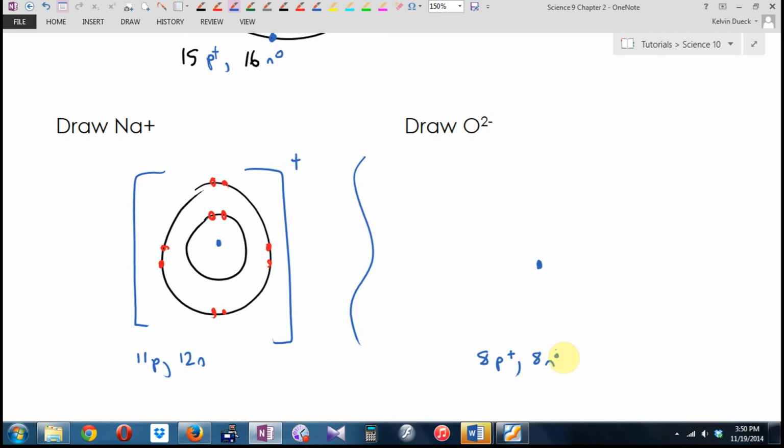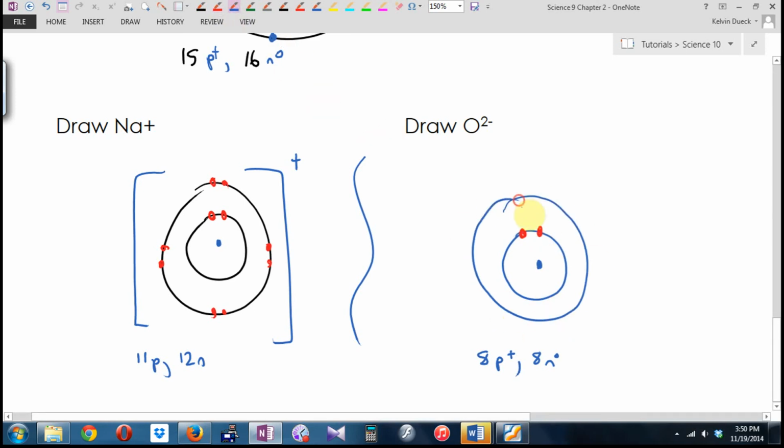Okay. What row is oxygen in? 2. So it's got a full inner shell. And then normally, before it becomes an ion, count from the left. How many valence electrons does it have? So normally it's 1, 2, 3, 4, 5, 6. It wants a full shell. It's not going to lose 6 electrons to get a full shell. What's it going to do instead?